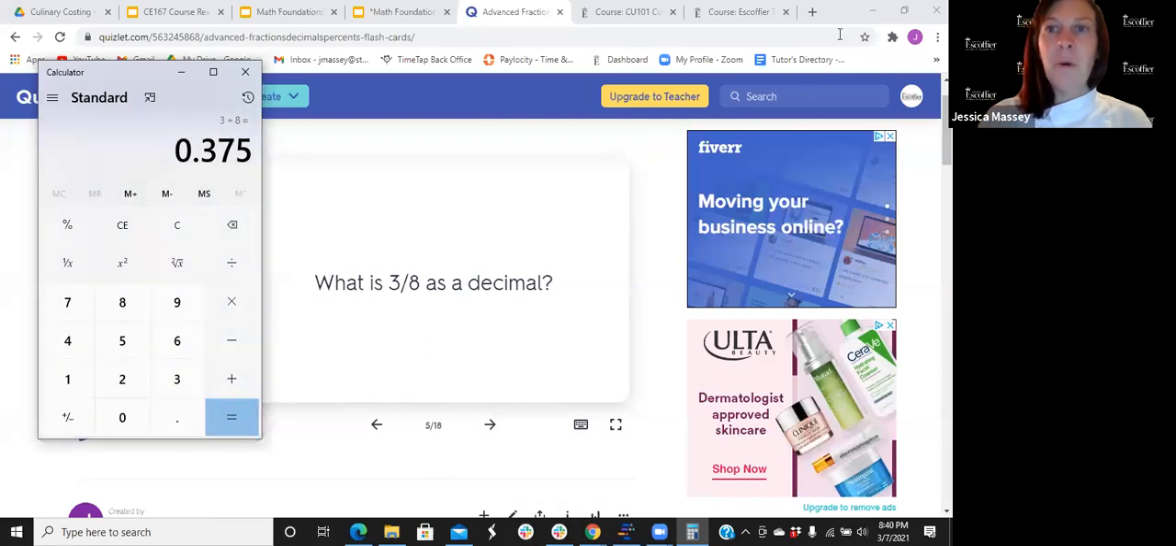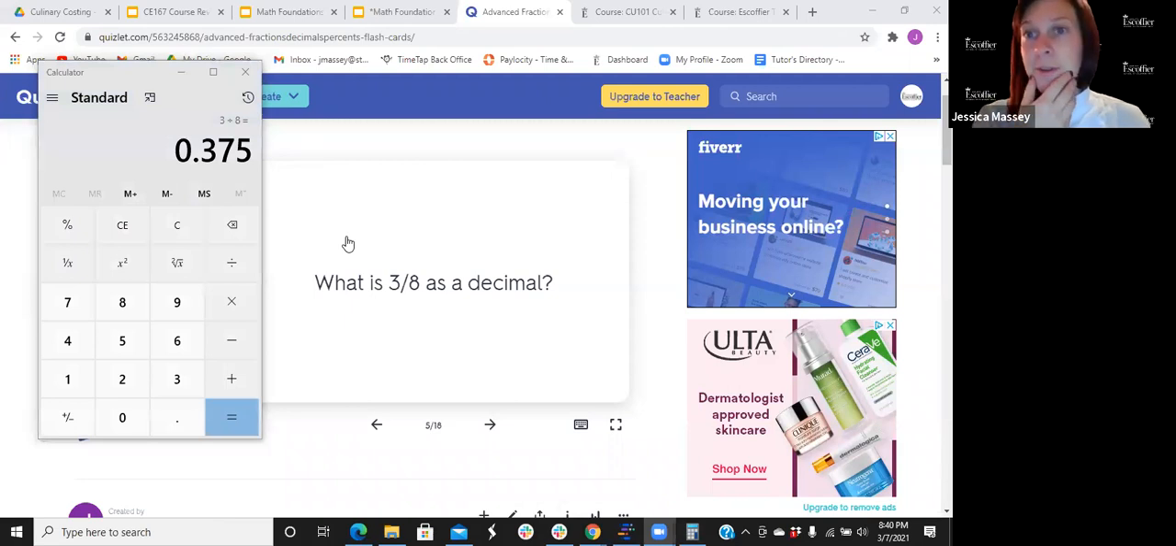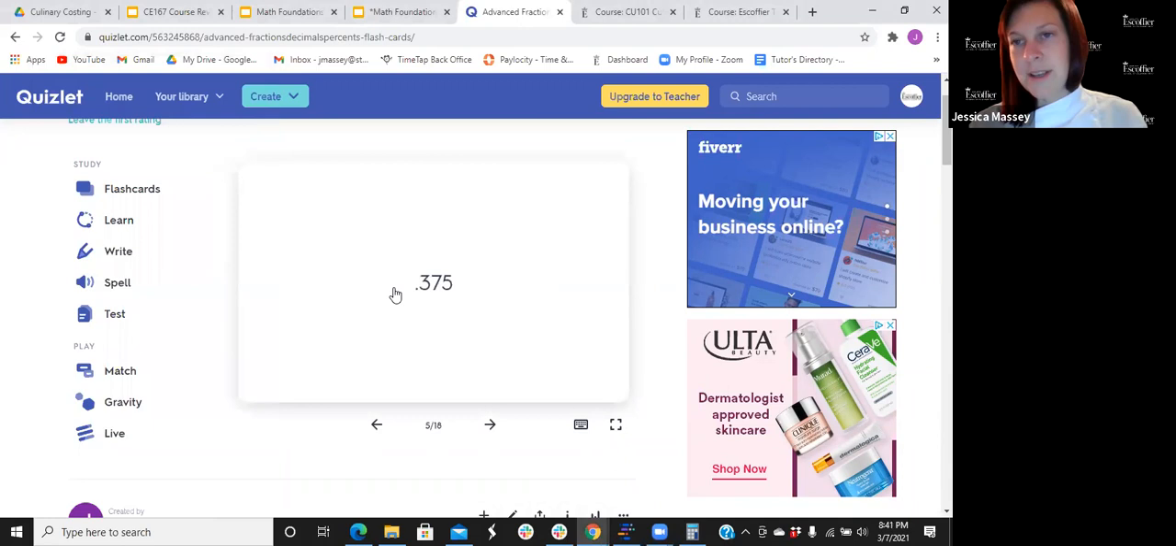Did you say 0.4? I see some 0.4s in the chat. Yeah, if you're rounding to the nearest tenth, because that 7 is what I'm calling a mean bossy number. It makes him change who he is. So he's a 4 now. So it'd be 0.4. If you don't round though, it's just 0.375.